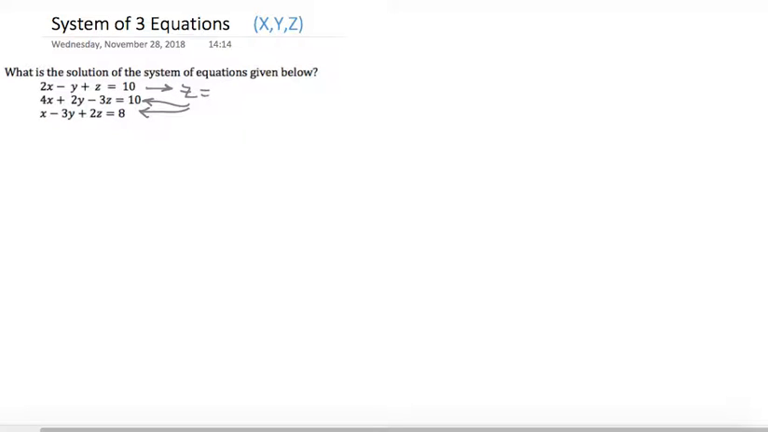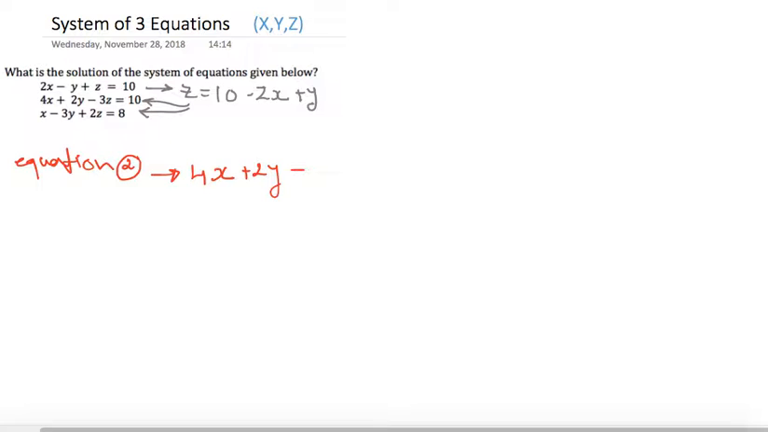So from equation 1, z is 10 minus 2x plus y. I'm going to take this value of z and place it in the other two equations. So equation 2 is going to look something like this: 4x plus 2y minus 3 times z. Instead of writing this in a parenthesis and then redistributing it, I'm going to do it in one go, so all of this is z.